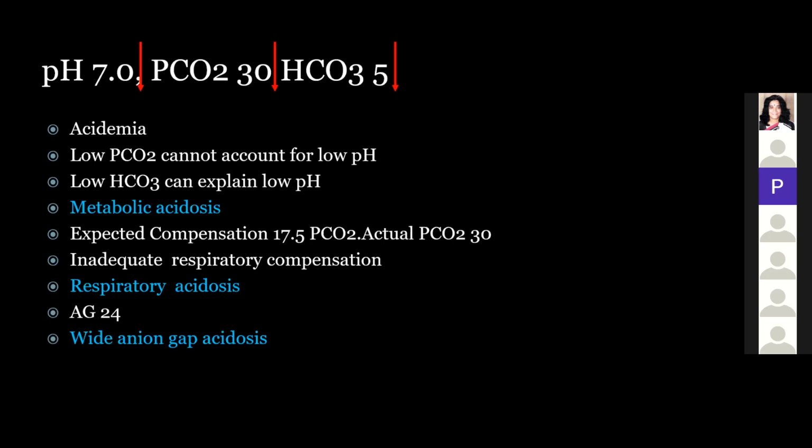Actual bicarb is 5. Yeah. And delta anion gap here we are getting 12. So you should have had a bicarb of how much? If you have a 1-in-1 change, your bicarb should have been how much?